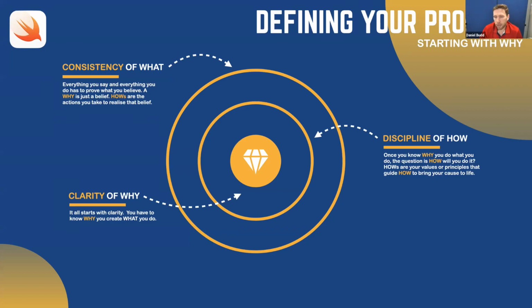And that's where your stories start to come in. So making sure that we have that consistency of what, we have our discipline of how, but we also have that clarity of why, making sure that your message is front and foremost. And this starts with your branding, making sure that if you have a logo, or some sort of concept that you've developed, that there's some reasoning behind that.